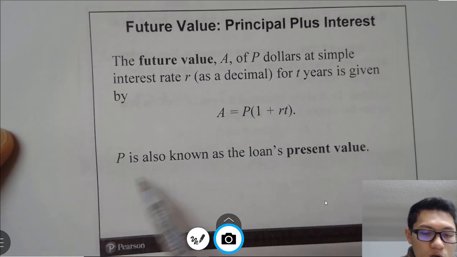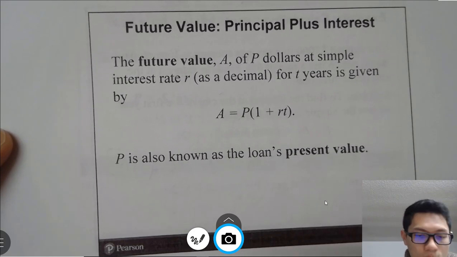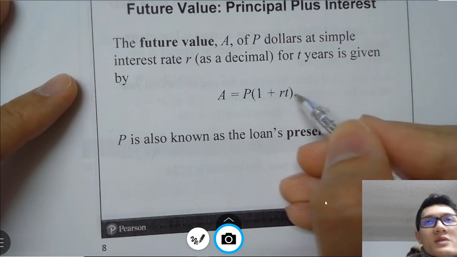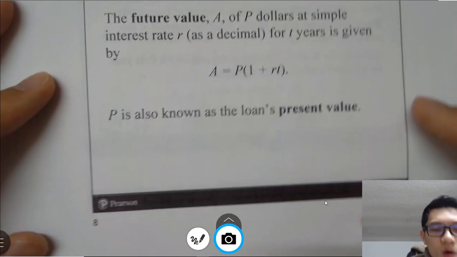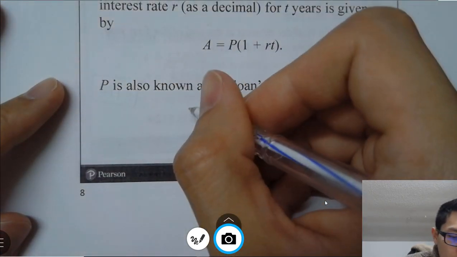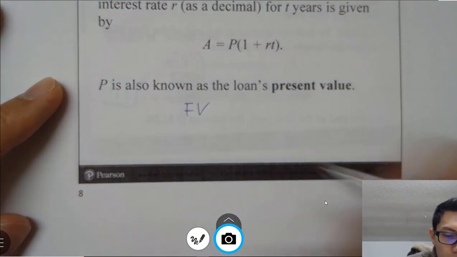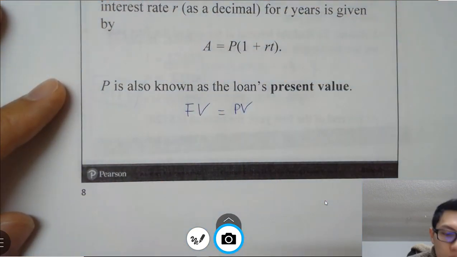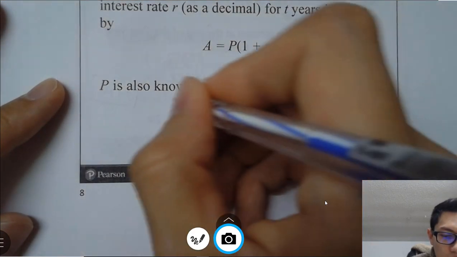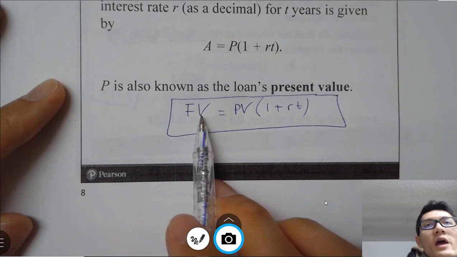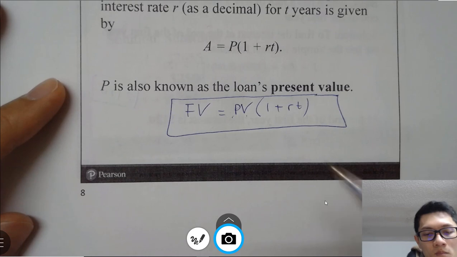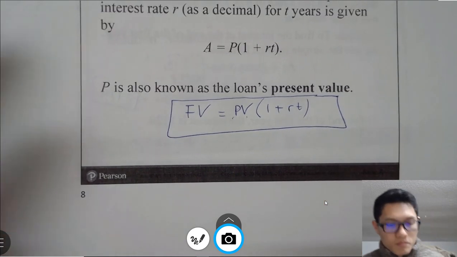So P is also known as the present value. So A equals P multiplied by 1 plus RT. Actually, let's make it this way. I use a different notation from your textbook. I say that future value equals present value times 1 plus RT, just to make it easy to memorize. FV stands for future value, PV stands for present value, and in 1 plus RT, R is the rate. Simple, okay?